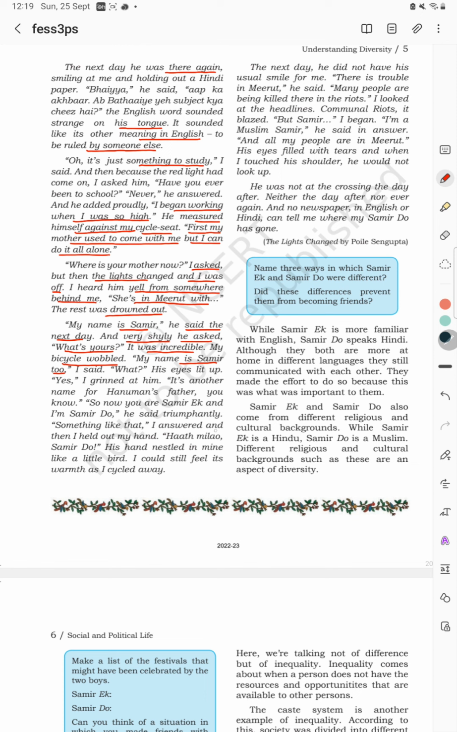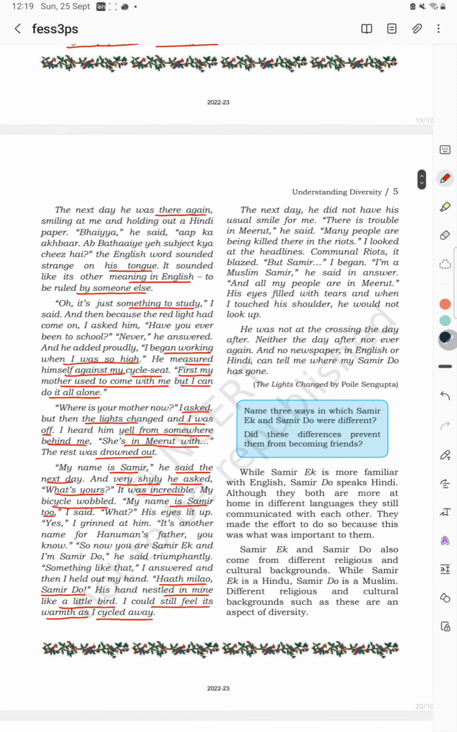I answered and then I held out my hand. "Haath milao, Samir do." His hand nestled in mine like a little bird. I could still feel its warmth as I cycled away.